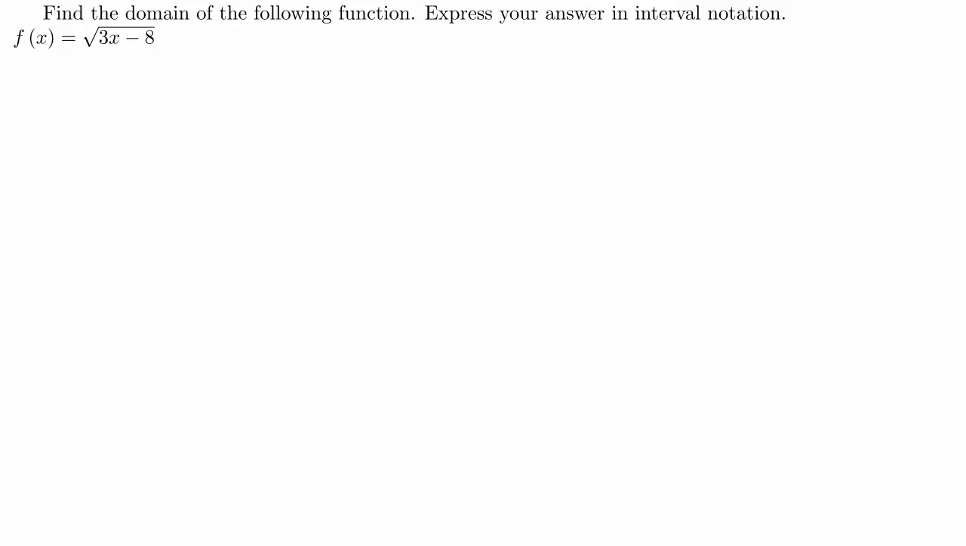Hello. In this problem, I want to find the domain of the following function. I want to express my answer in interval notation. The function is f of x equals the square root of 3x minus 8.